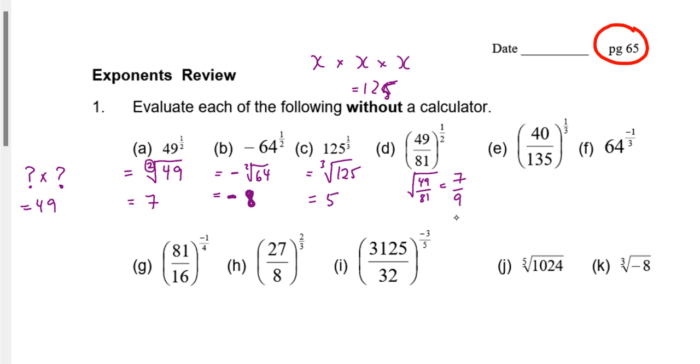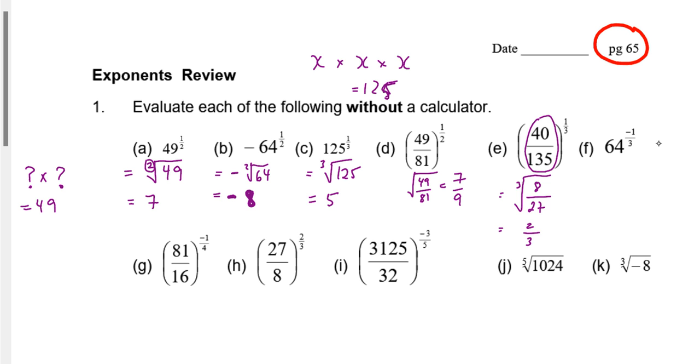Question E. 40 divided by 135 and then raised to the exponent of 1/3. What I would do here first is check to see if you can reduce that. Can we divide 40 and 135 by a common number? They are both divisible by 5. So 40 divided by 5 is 8, and 135 divided by 5 is 27. And now I can take the cube root of that. The cube root of 8 is 2, and the cube root of 27 is 3. So the answer is 2/3.